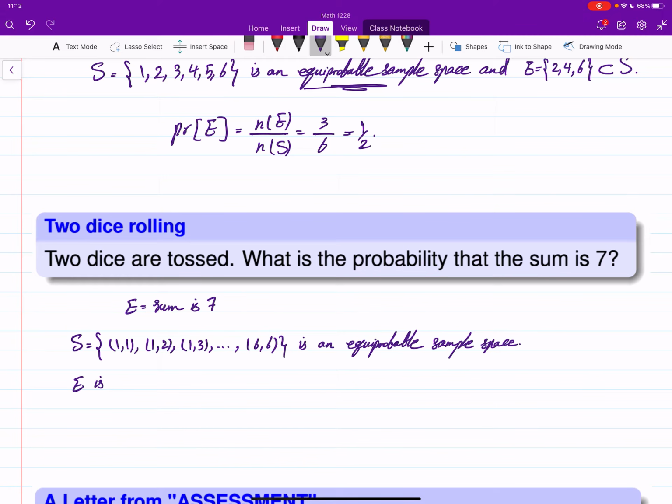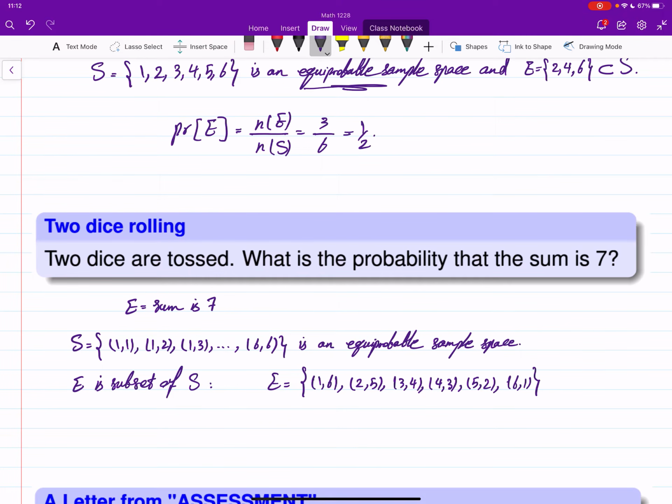Now, E can be written as, or is, a subset of S. Why? Well, I can just go ahead and list all the outcomes whose numbers add up to 7. For example, I can have 1, 6, 2, 5, 3, 4, 4, 3, 5, 2, and 6, 1.